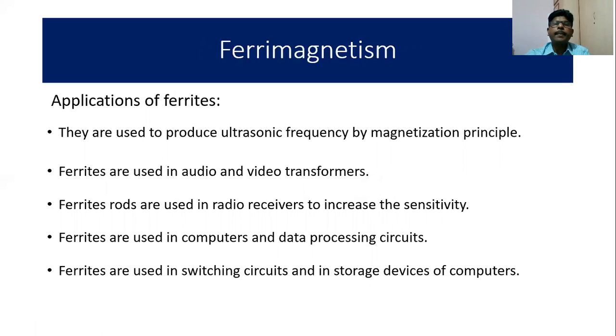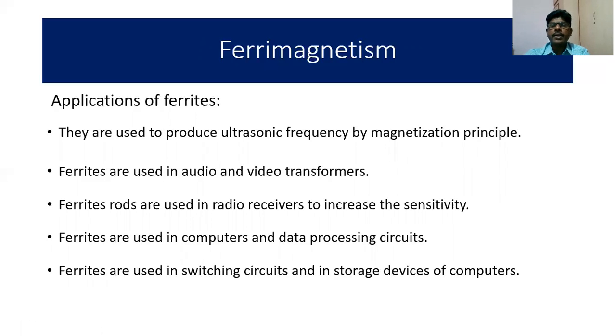Now what are the applications of these ferrites? They are used to produce ultrasonic frequency by the magnetostriction principle. Ferrites are used in audio and video transformers. Ferrite rods are used in radio receivers to increase the sensitivity. Ferrites are used in computers and data processing circuits. Ferrites are also used in switching circuits and in storage devices of computers. So you have seen the difference between antiferro and ferrimagnetic materials in this particular lecture.